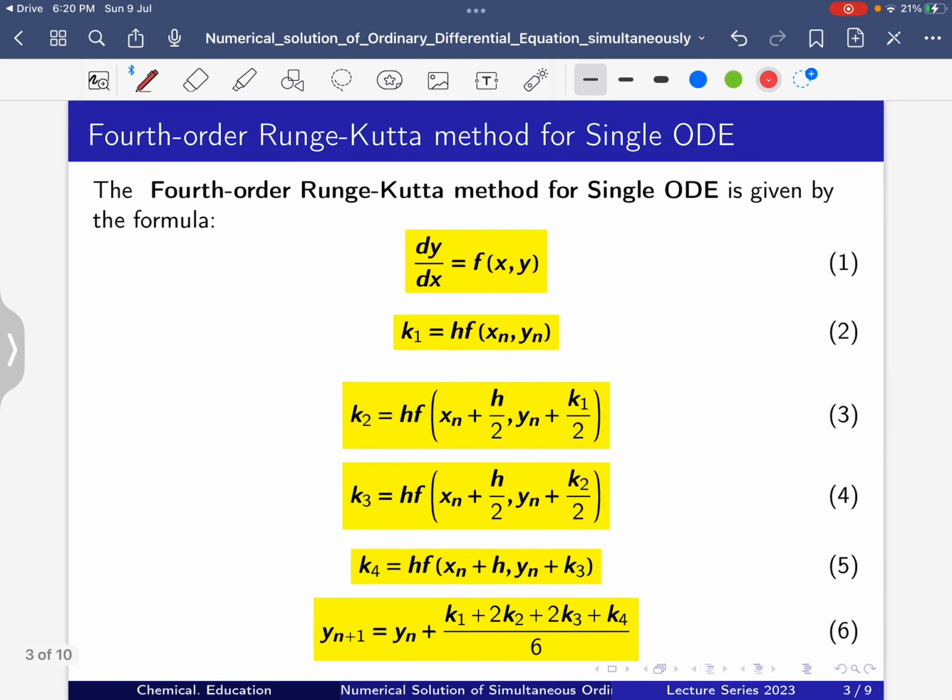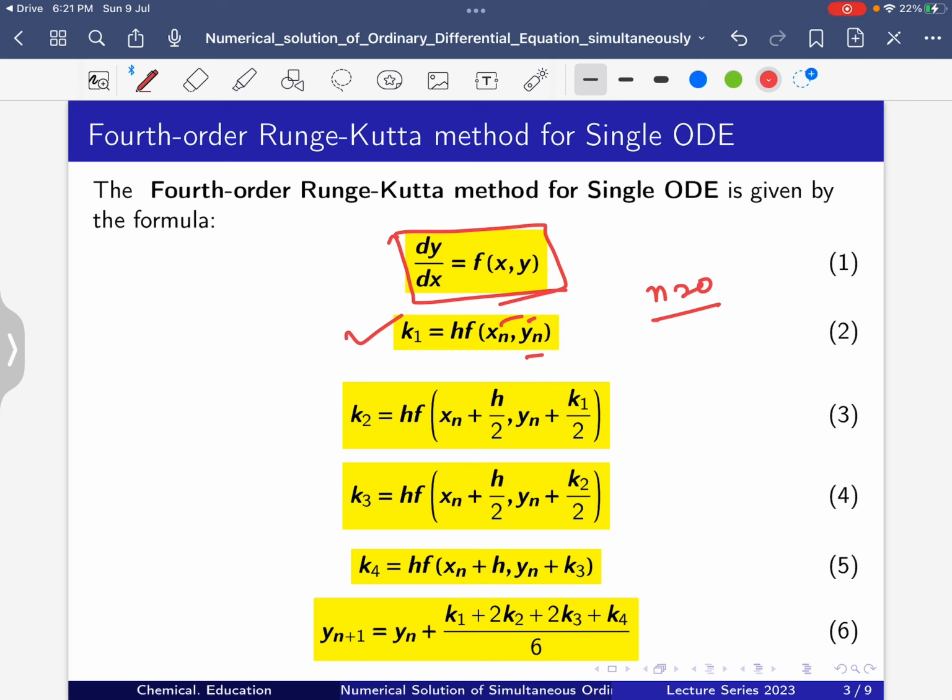Now you know the fourth order Runge-Kutta method for a single ODE. Suppose dy by dx is equal to f of x, y, that is a single ODE, first order obviously. So how do you solve it by using the fourth order Runge-Kutta method? First we have to calculate k1. k1 is the slope, that is nothing but h into function of xn and yn. Here n is the nth x and y value, so if you take n equal to 0, that is x0 and y0, the initial value.